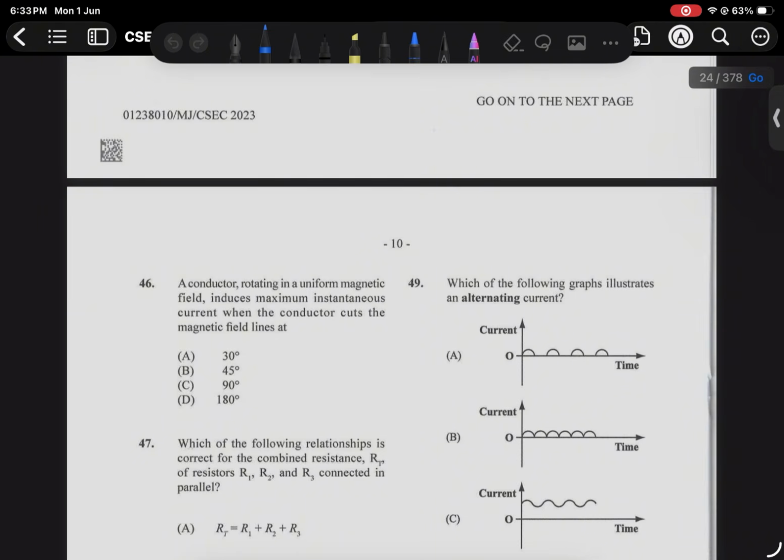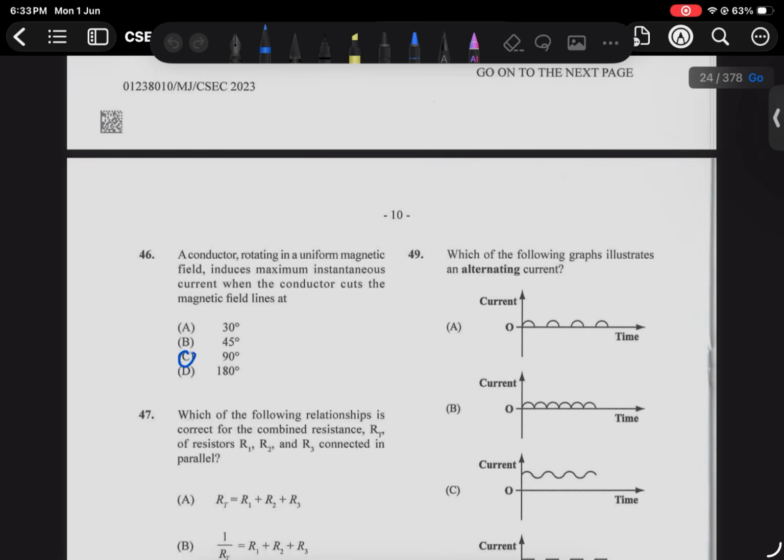A conductor rotating in a uniform magnetic field induces maximum instantaneous current when the conductor cuts the magnetic field lines at... Okay, so there's a maximum instantaneous current when it's perpendicular, and that's when it's 90 degrees.